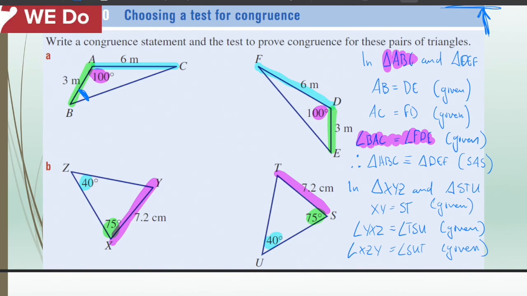Now I'm kind of running out of room here, so I'm going to write my final statement over here. Therefore, the two triangles are congruent. And the reason for that is angle, angle, side. We had two matching angles and one matching side.